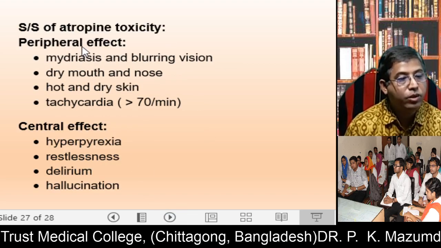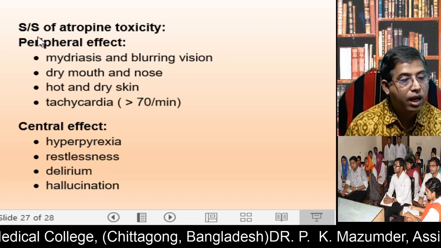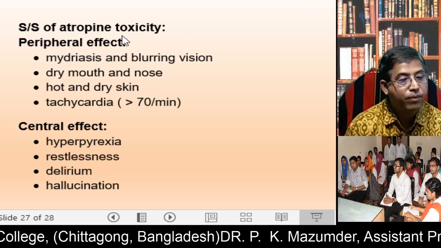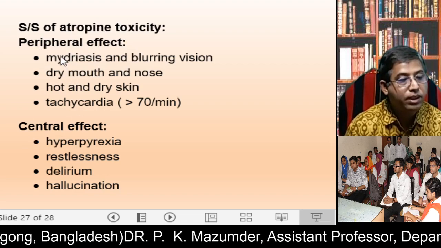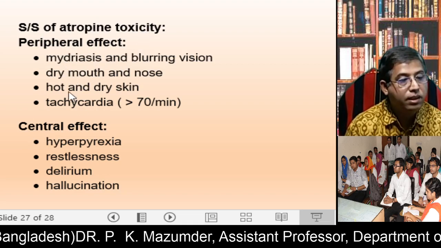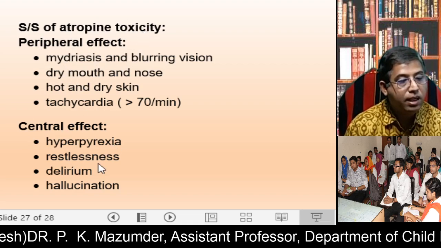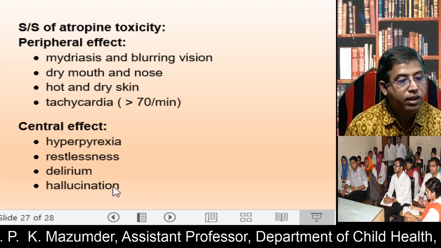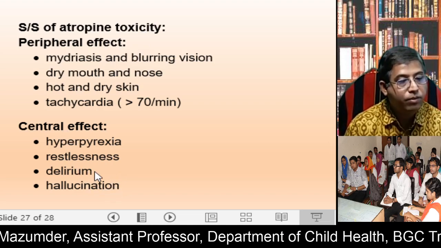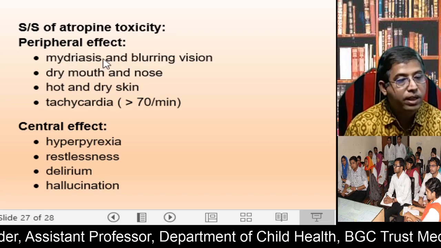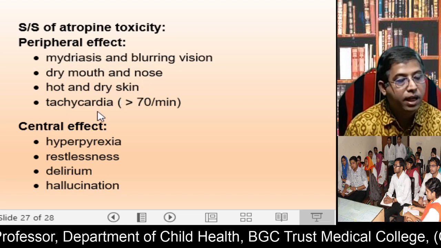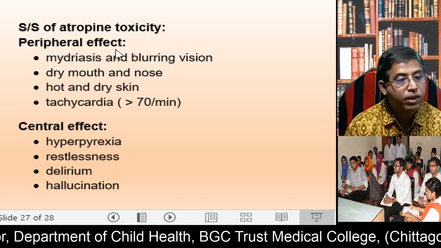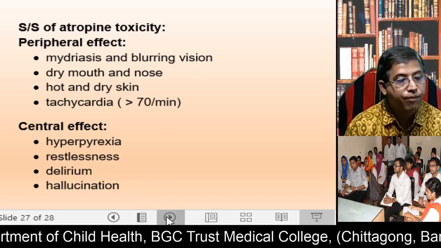Signs of atropine toxicity: along with the above features, which are peripheral effects, if the patient suffers from central effects such as hyperpyrexia, restlessness, delirium, hallucination, and these signs are present along with mydriasis or blurring of vision, dry mouth and nose, hot and dry skin and tachycardia, you think the patient is suffering from atropine toxicity.